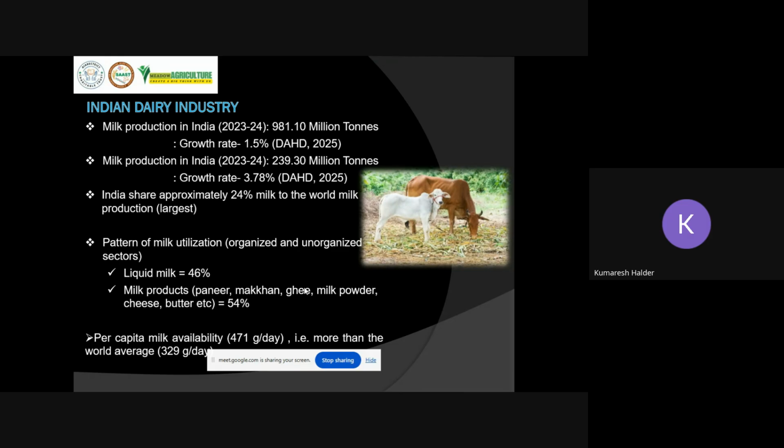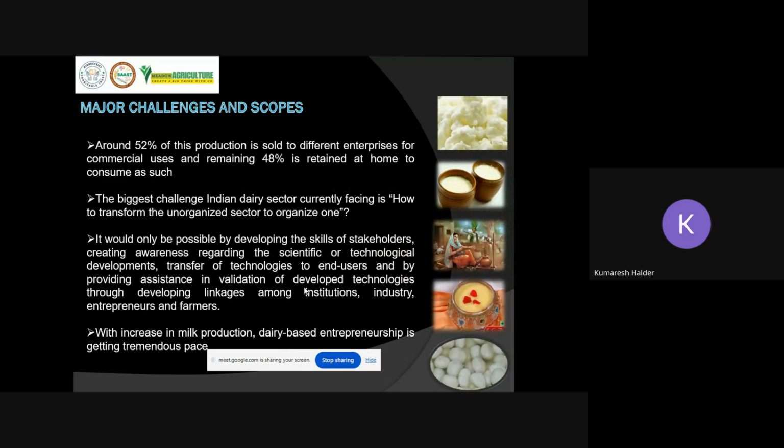Per capita availability, meaning per person per day availability, in India is 471 gram per day, and that is more than the world average. World average availability is around 329 gram per day. So we are in a very good situation in terms of milk production and availability. That is the basic scenario of the dairy industry. The data is taken from the Ministry of Animal Husbandry and Dairying.